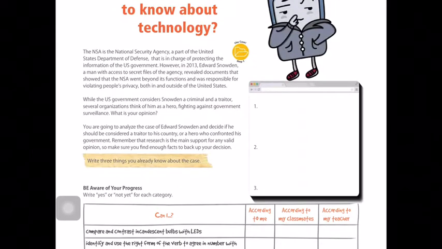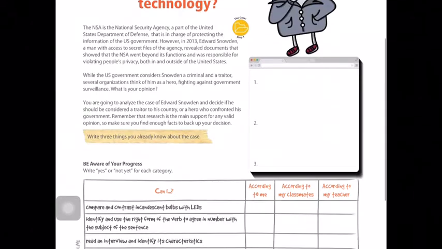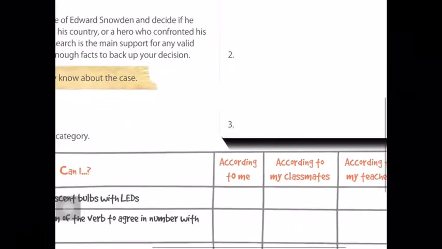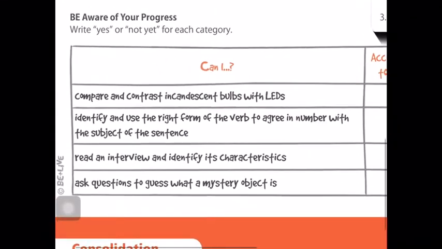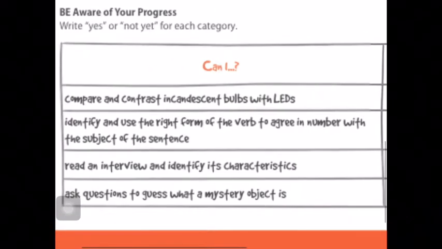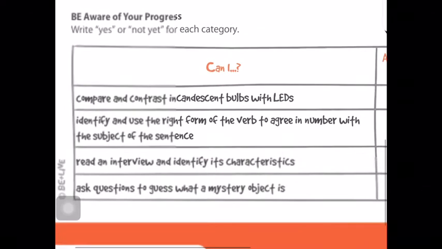Okay? The NSA is the National Security Agency, a part of the United States Department of Defense. What do you know about this? If you don't know anything about this, you just have to find the information on the internet and write your ideas here. Okay? Now, we have to check our progress. Check your progress.